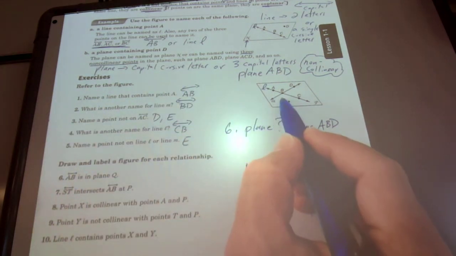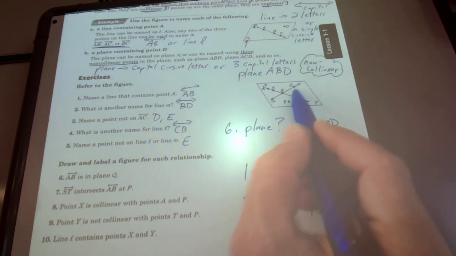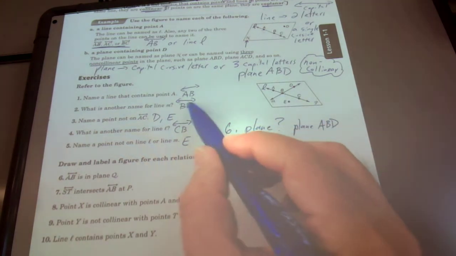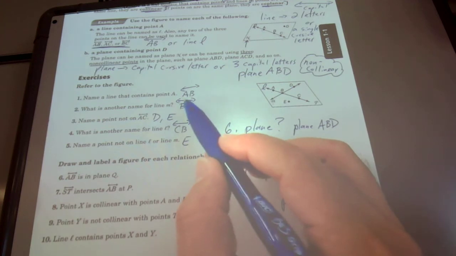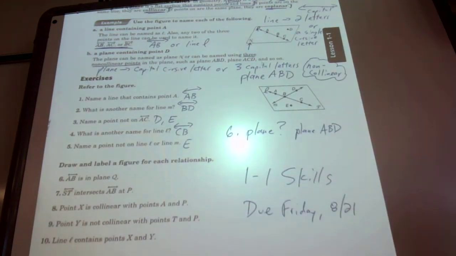Number 2, what's another name for line M? Here's line M. Okay, don't have a whole lot of choices here. We could either do BD, like we've done, or we could do DB. Remember to put your segment with the arrows on it above.